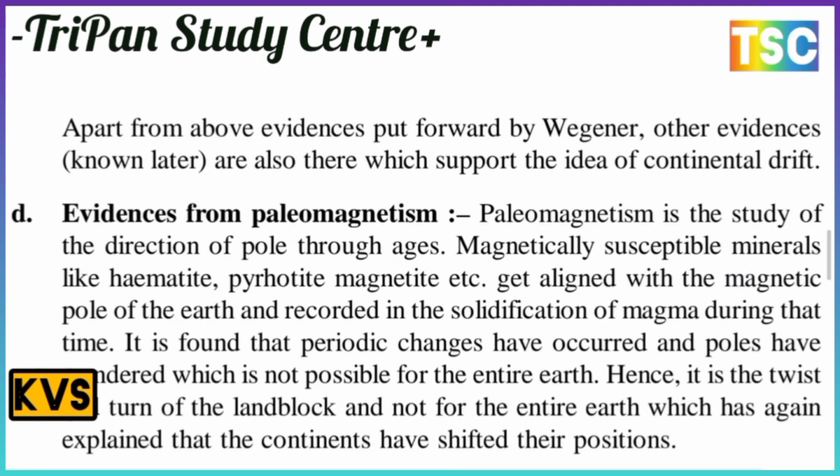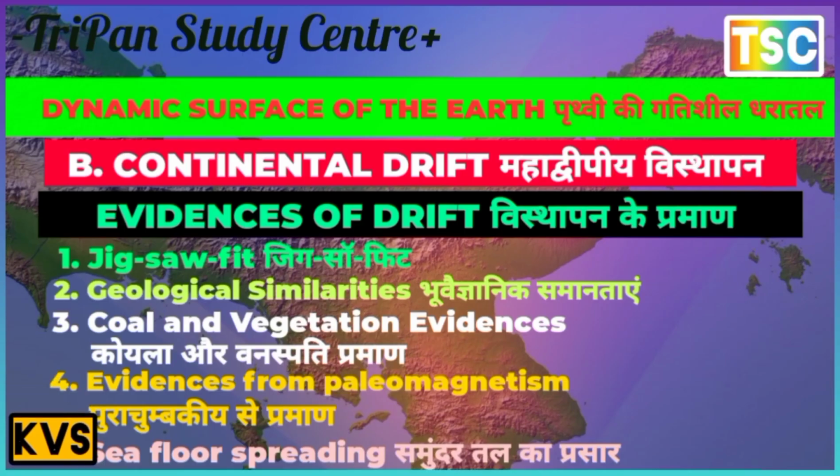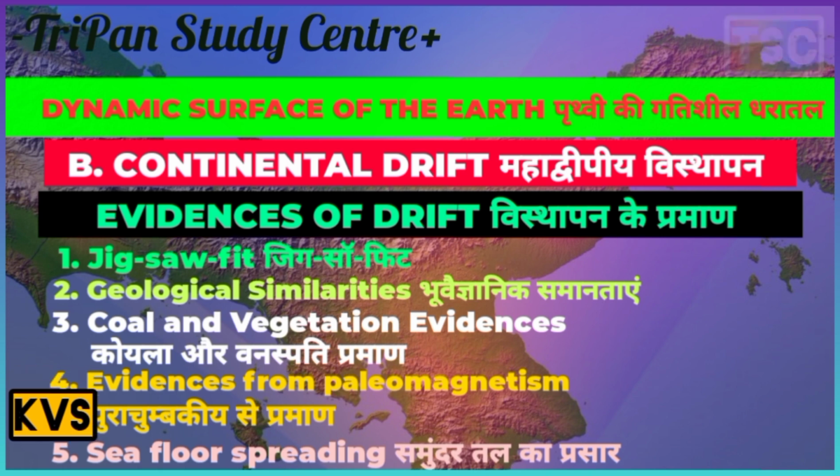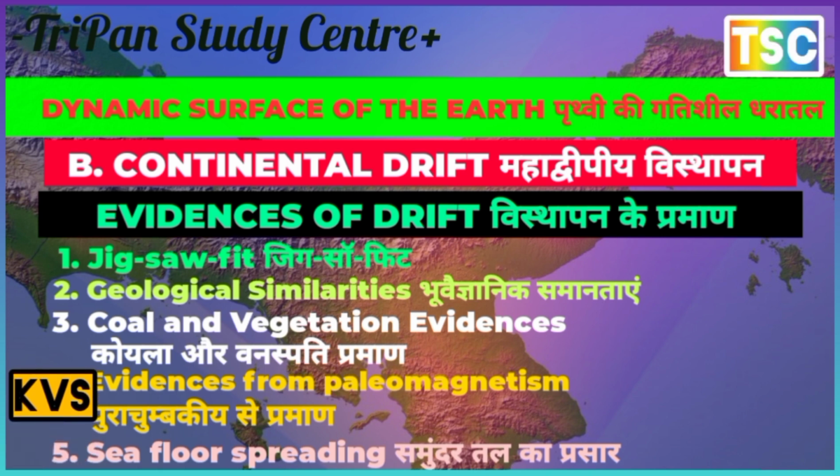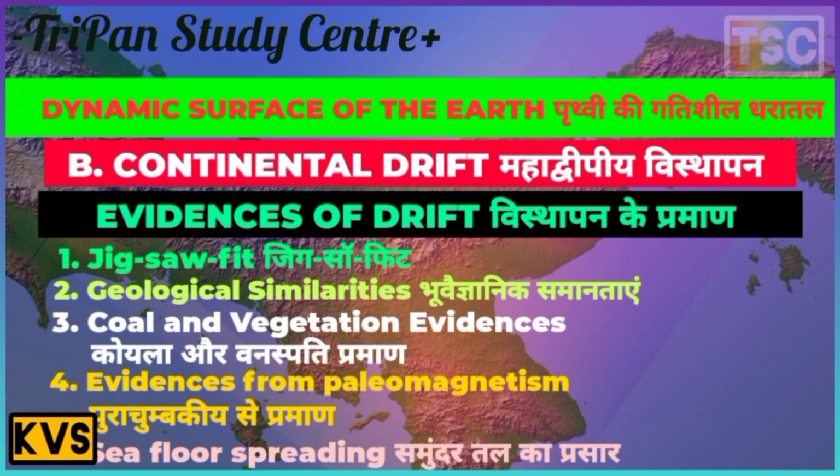Apart from the above evidence put forward by Wegener, other evidence, known as later evidence, also supports the idea of continental drift. The next here is evidence from paleomagnetism, which is the most important.